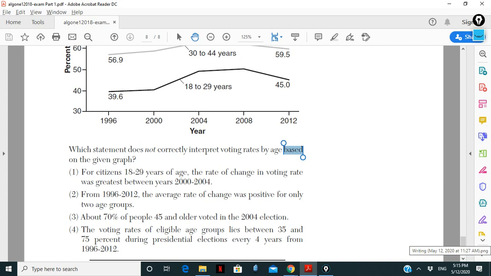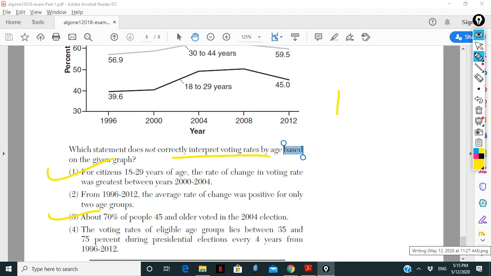So that's also correct. So the only one that is incorrect, as you see, so this is correct. This is yes from the graph is 70, yes. Voting rate of eligible voters is between 35 and 75%. Yes, because if you're looking, that's the minimum and the maximum you're going to find is almost 70 something. So the only one that's incorrect is the one saying only 2, and we said it's 3.